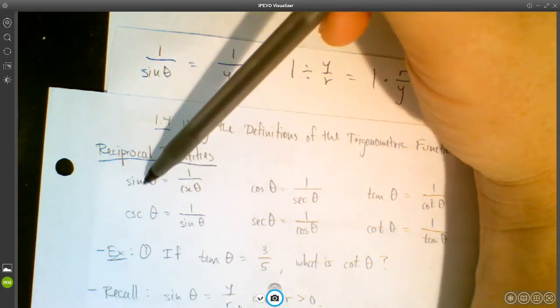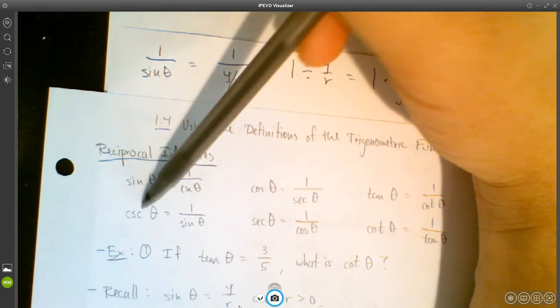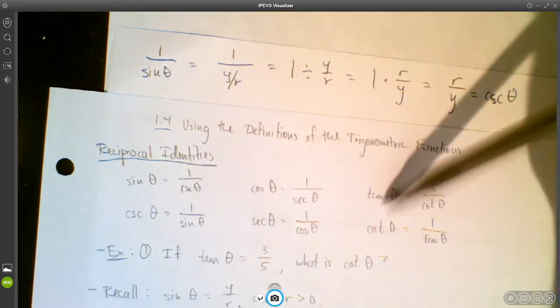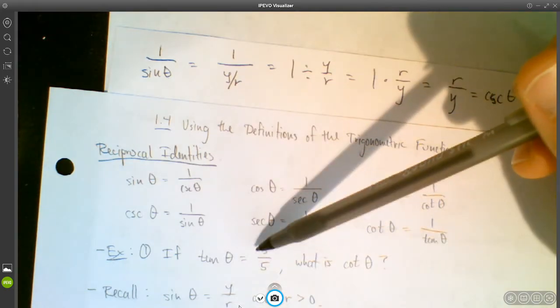Reciprocal identities. And so it just takes a little bit of memorization to remember that sine and cosecant are reciprocals, cosine and secant are reciprocals, tangent and cotangent are reciprocals. So I gave you kind of a verbal example of this. I think it was almost these exact numbers, wasn't it?